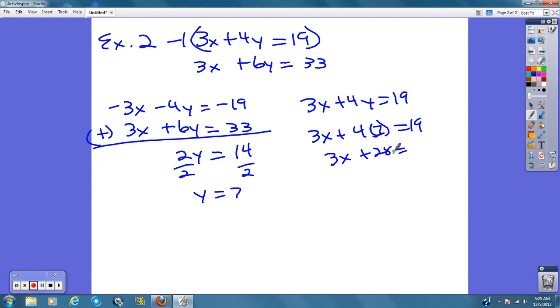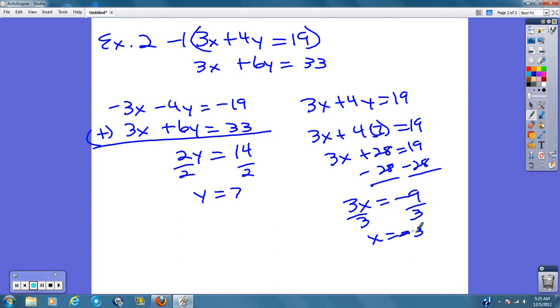Plus 28 equals 19. And the reason I double checked it is because I didn't get a fraction here. Generally, if you get a fraction on one of them, you get a fraction on both of them. But it's possible to only get it on one. So now let's subtract 28. And it was possible, but I just thought let's go back and double check anyway. So let's do 19 minus 28. And that should be a negative 9. So we'll divide both sides by 3. And you get x equals negative 3. Okay? And so your ordered pair is going to be (negative 3, 7).